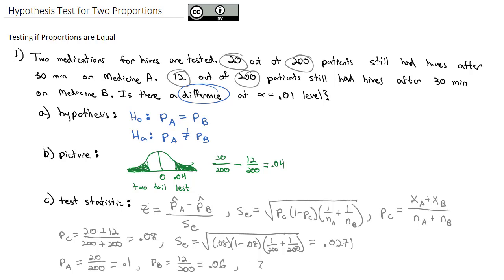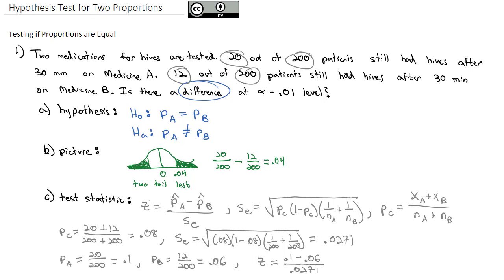So lots of pieces to find for these two proportions. But now that we've got the pieces, we're ready to actually calculate that test statistic. Z, the test statistic, is the proportion of group A, which we just found out was 0.1, minus the proportion of B, which we just found out was 0.06, divided by the standard error, which is 0.0271. When I do that calculation in my calculator, I should get 1.48 for my test statistic.